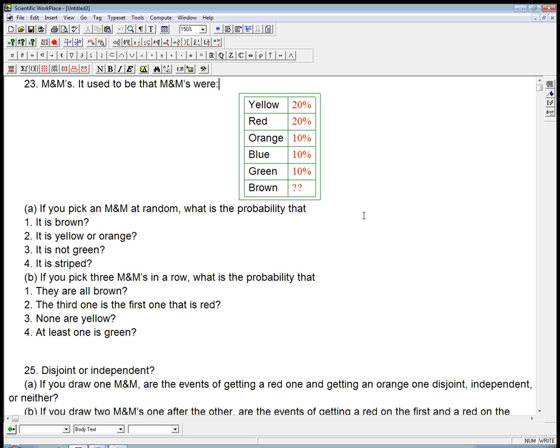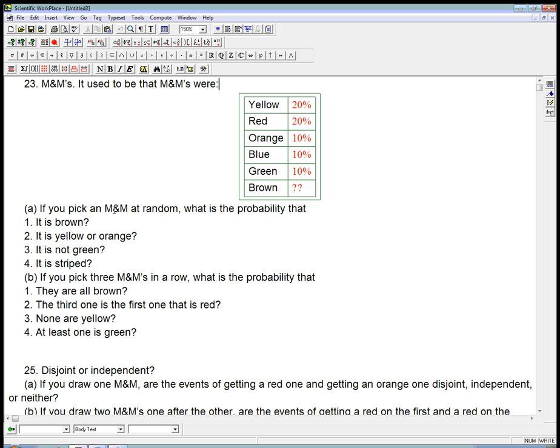Let's do a problem about some basic probability concepts with M&Ms. This is from chapter 14 of Bock, Velleman, and De Veaux. It used to be, this is old information, but let's just say that M&Ms come with 20% of them being yellow, 20% being red, 10% for each of orange, blue, and green, and some unknown percentage for being brown. And we're going to figure that out in a minute.